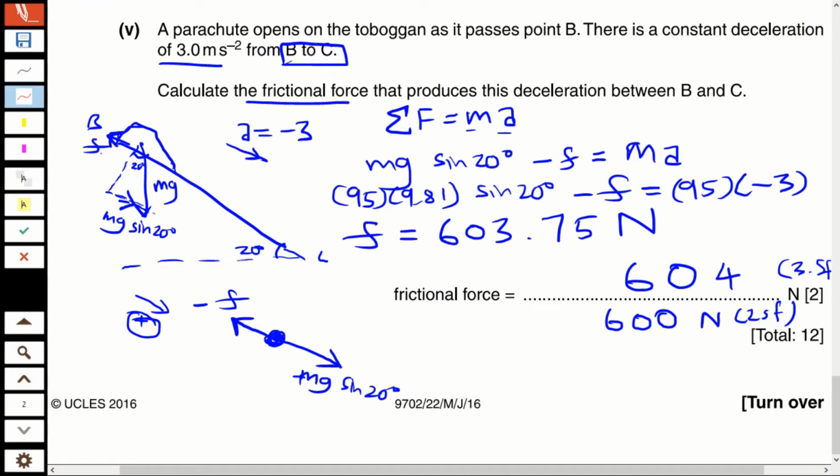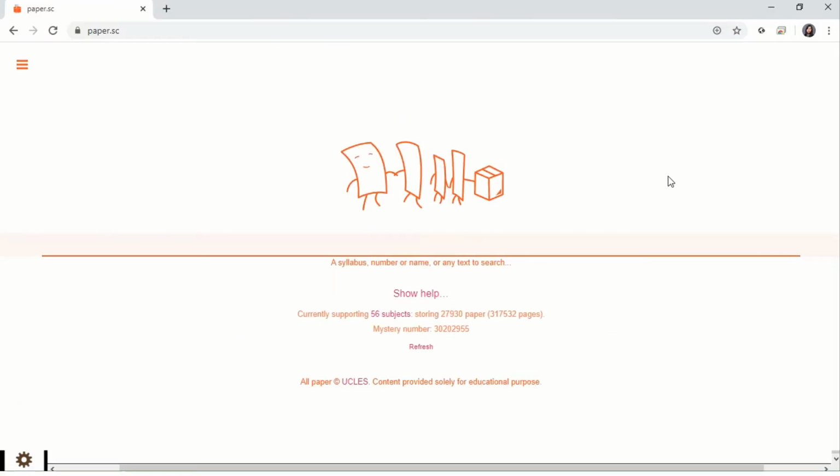So that's the main bit about how to solve these questions. Now, how do we grade it? I want you to take a look at the IECR that I'm going to show you next. Forgot to mention, before we look at the IECR, you need to know how to find and use a mark scheme. So papers.sc is a great site.